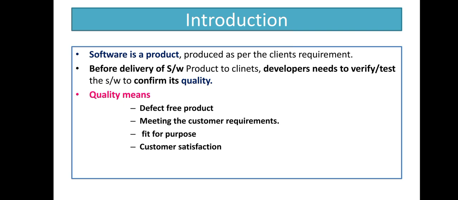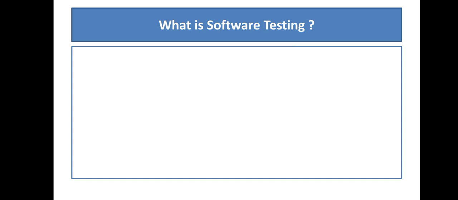So before deploying the software product to the customer side, one has to verify its quality. Quality has many definitions: defect-free product, meeting the customer requirements, fit for purpose, and customer satisfaction. Ultimately, if all these things are available, customer satisfaction can by default be expected in the product. That is the ultimate requirement of the software product, and not only of software, but of any product.